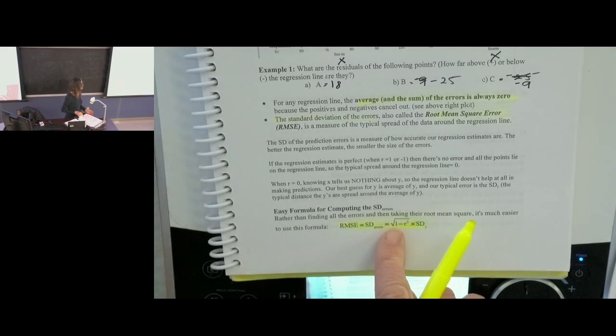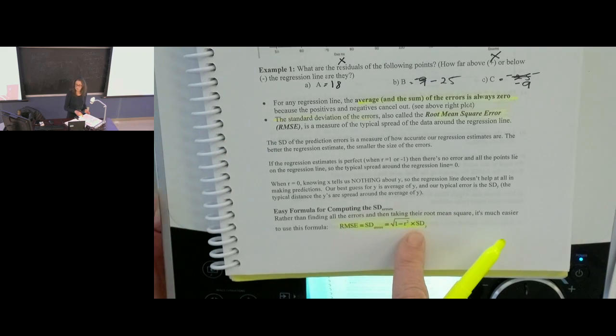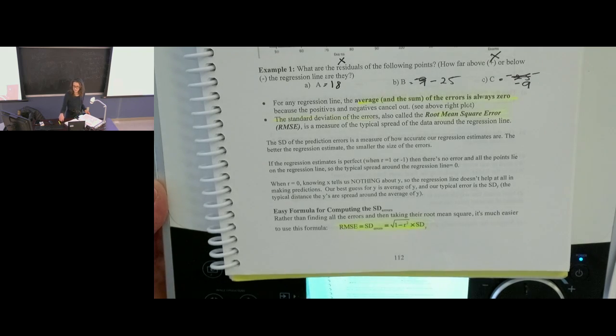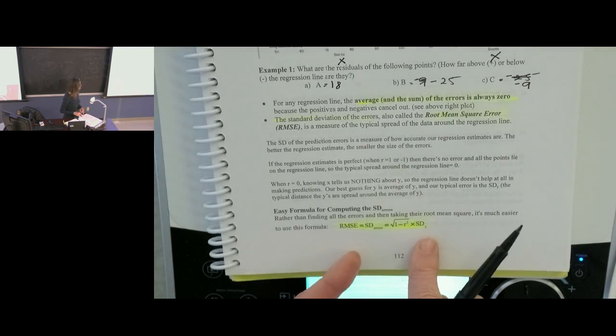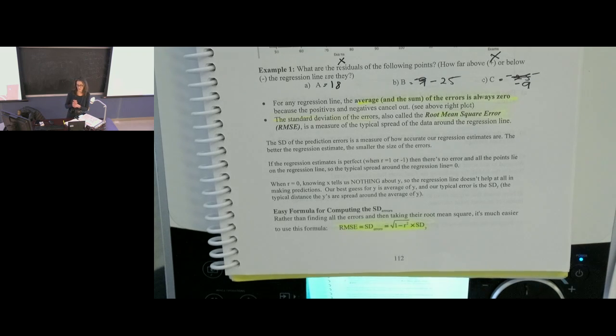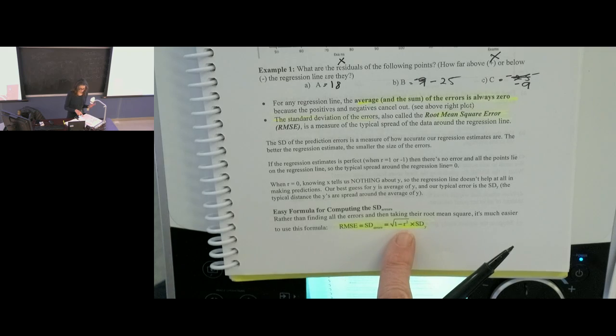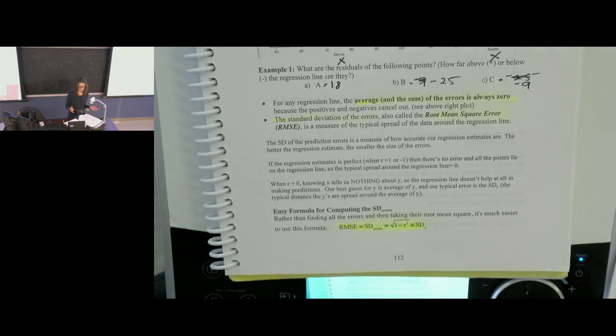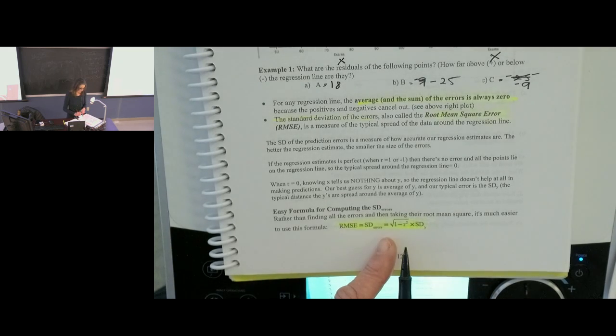And it's the square root of 1 minus r squared times the standard deviation of y. I'm not going to prove this, but it makes sense to think about it when r is equal to 1 or negative 1 and when r is equal to 0. Let's see how that makes sense.